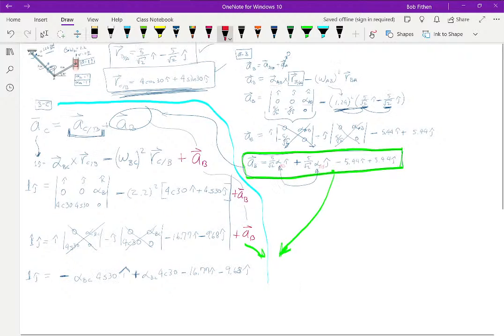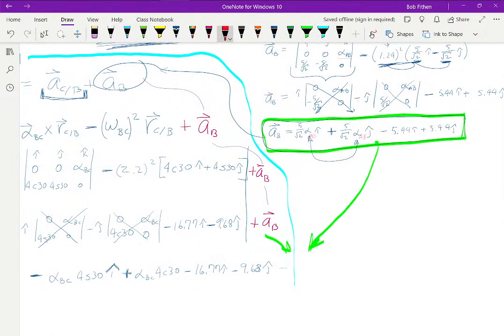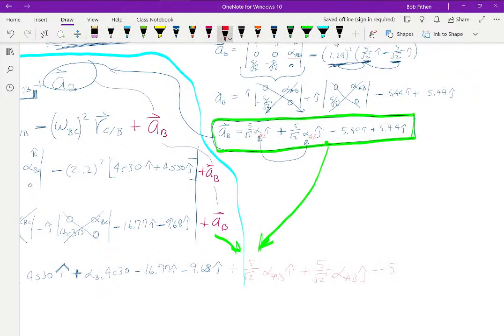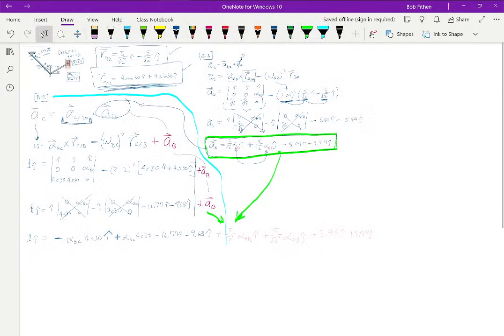Now I'm going to combine them. Alpha AB I plus 5 over square root of 2 alpha AB J minus 5.44 I plus 5.44 J. So I've got one huge equation with two unknowns. How do I get that solution?